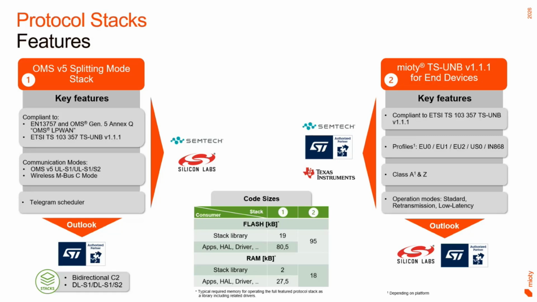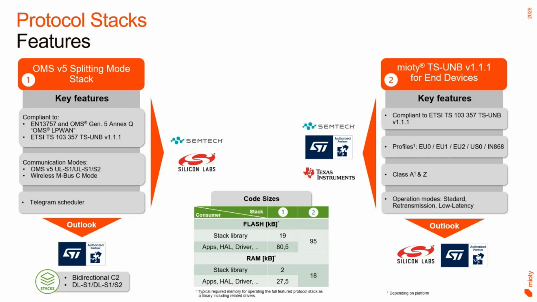The OMS version 5 splitting mode stack is a dual stack that supports both ULS1 and ULS2 modes of the OMS 5 specification, as well as the classic wireless M-Bus C mode. It also includes a Telegram scheduler, making it easy to implement complex transmission schemes. This stack is available as a single stack with the uplink splitting mode 1 for the STM32L0 with the Semtech SX127X, and as a dual stack with wireless M-Bus C mode for the Silicon Labs EFR32 FG23 and FG28.